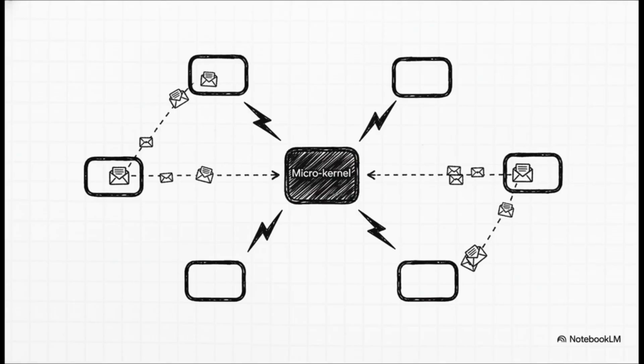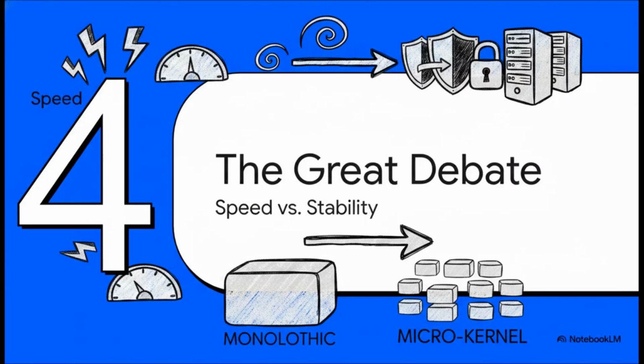So what's the catch? There's always a catch, right? Well, it's performance. In that monolithic kernel, all the parts talk directly. In a microkernel, a service has to send a message to the kernel, which then passes the message to another service. All of that message passing adds overhead, which makes a microkernel-based system inherently slower for a lot of tasks. And this right here sets up one of the longest-running, most passionate debates in all of computer science. It is the classic engineering trade-off. Do you build for raw, unadulterated performance, or do you build for rock-solid stability and security?